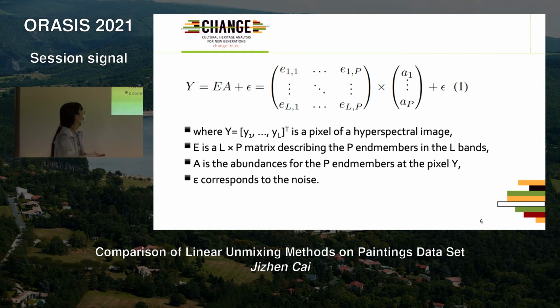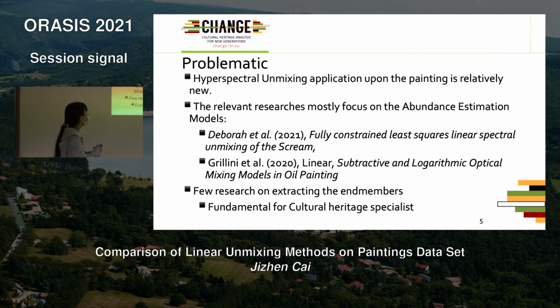So this formula here: Y equals E multiplied by A plus epsilon. Here Y is the hyperspectral image, or the whole dataset we get, E denotes the endmembers, and A is the abundance of all these endmembers, and epsilon is the noise.